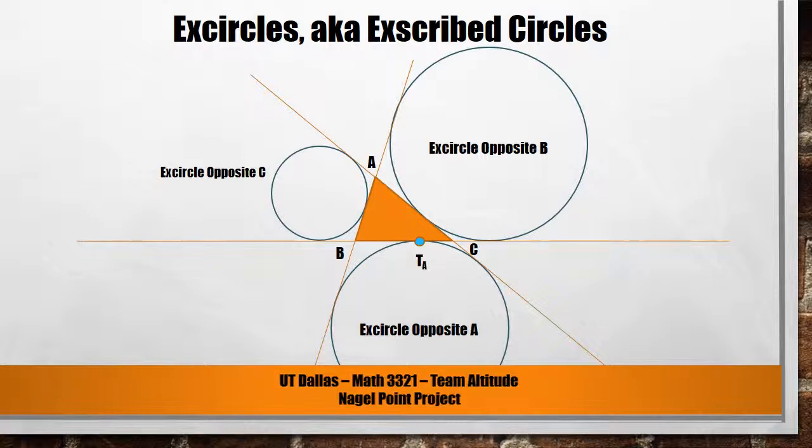They are also tangent to the sides of the triangle. Now, for a curve to be tangent to a line, it has to just touch the line at one point without crossing. So the X-circle opposite A is tangent to side BC at point TA, the X-circle opposite B is tangent at point TB, and the X-circle opposite C is tangent at point TC. Now, the X-circles are also tangent to the extended sides at the points shown here. So each X-circle is tangent at 3 points. That's what makes the circle so special. Now what can we do with these?